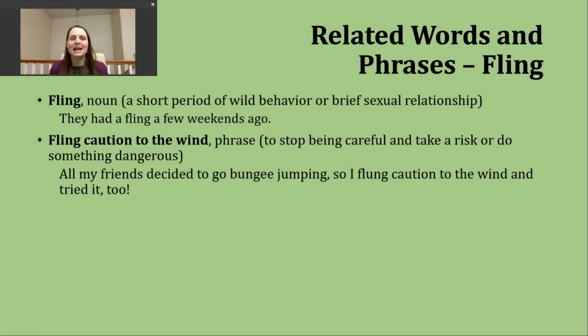Another phrase you might encounter is to fling caution to the wind. And again, I'll note sometimes people say throw or toss here. All of these are going to have the same meaning. And what we're talking about when we use this phrase is that someone's stopping with really careful behavior and they're going to take a risk or maybe even do something a bit dangerous. An example of this might be, "All my friends decided to go bungee jumping, so I flung caution to the wind and I tried it too."